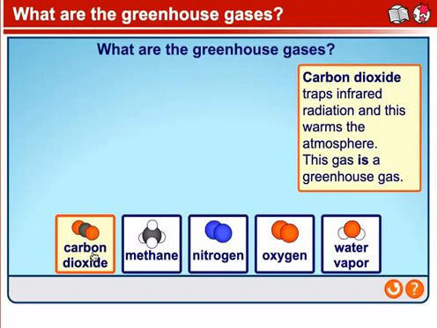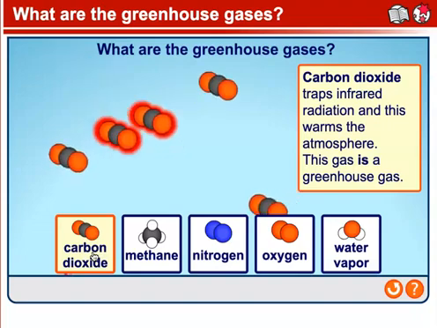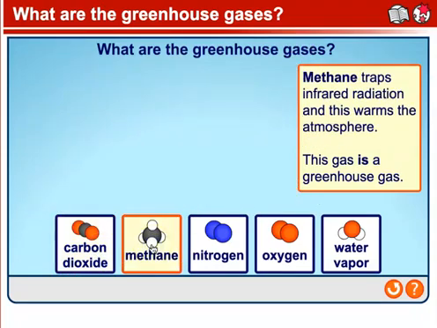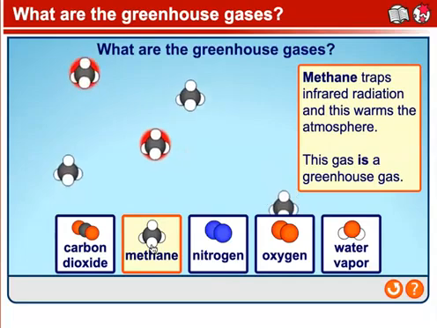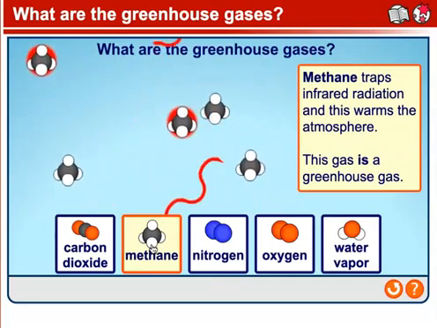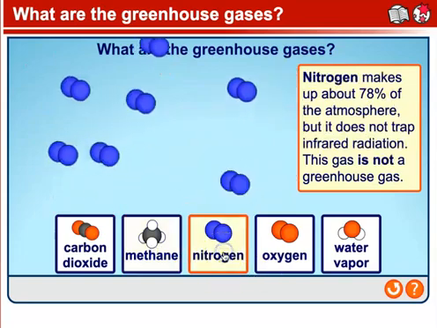Carbon dioxide traps infrared radiation, and this warms the atmosphere. This gas is a greenhouse gas. Methane. Methane traps infrared radiation, and this warms the atmosphere. This is also a greenhouse gas.